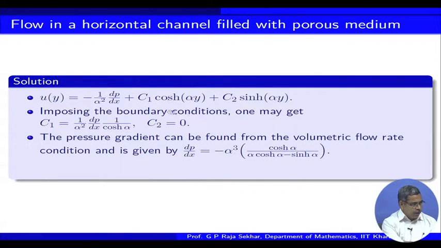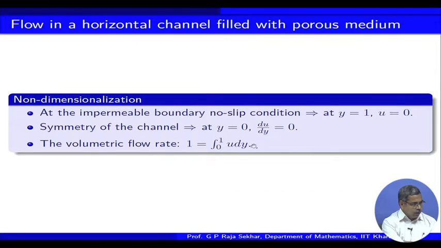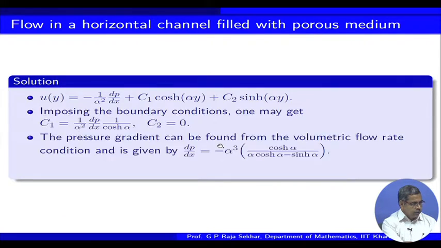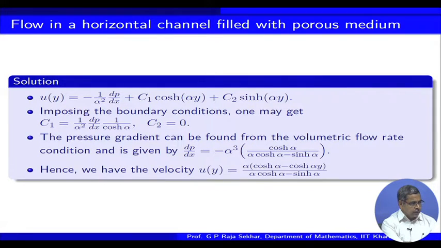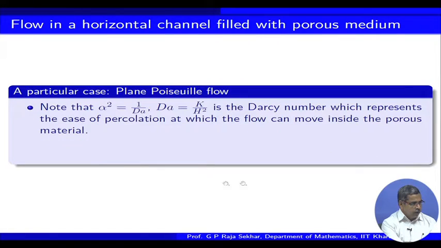Once we determine u with the help of these constants, this can be utilized to estimate the pressure gradient, which is given by this. Okay. So, the total volumetric flow rate balance is used to estimate the pressure gradient. Now we have the solution, and we would like to do some analysis. The compact form of the velocity can be represented like this.